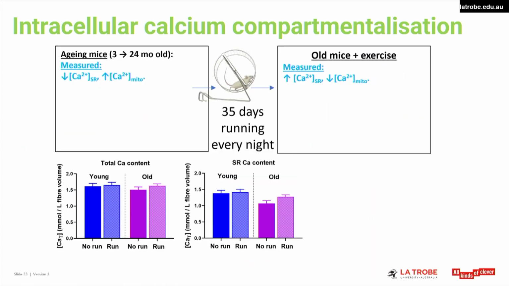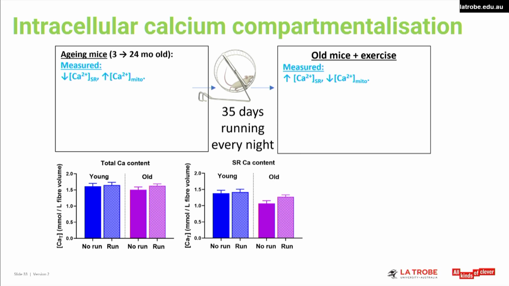And one of the ways that we are exploring this is to have a look at the compartmentalisation of the calcium in animals. So all the work I've shown to date was in humans, but now we're going to go to the animals and have a look at animals that are young and older, so 3 months old and 24 months old. And with the older animals, have a look after they've been given access to a running wheel for 35 days. And as usual, they run quite a bit. And then compare the localisation of the calcium in the old mice before and after exercise.